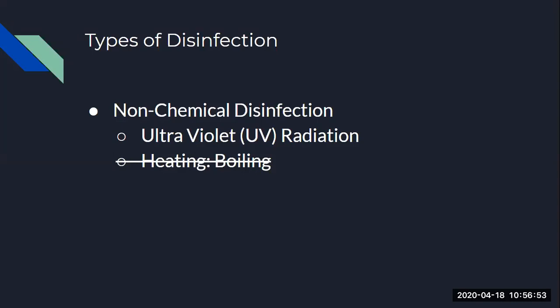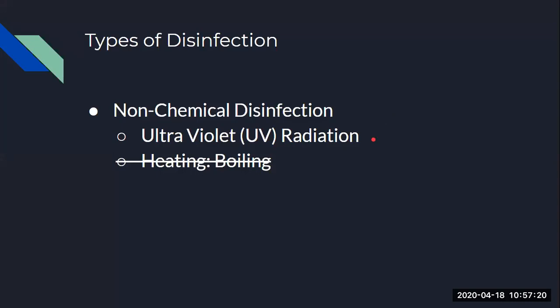So what we use is a series of bulbs or lights. They usually have a system where you have a series of bulbs or lights. It's set up so that all the water that passes through comes into direct contact with the UV light or the UV rays, and you have your disinfection happening.